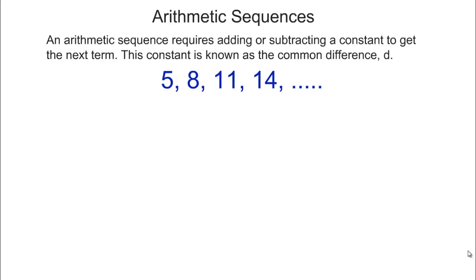Those are sequences that require the addition or subtraction of the same number over and over again to get the next term and the next term and the next term. This number is known as the common difference, d. In this example, 5, 8, 11, 14, notice that we're always adding 3 to get from one term to the next. Therefore, our common difference, d, is equal to 3. If we had been subtracting 3, our difference would just be negative 3.